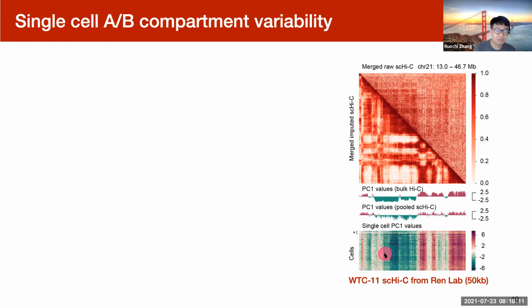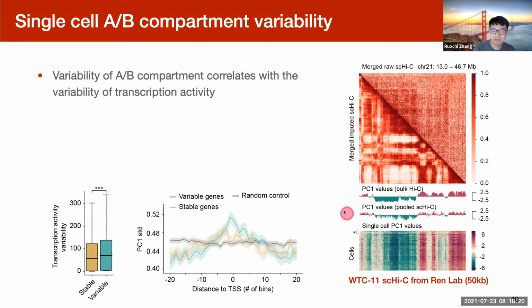We then ask if this variability would correlate with important biological functions such as transcription. We quantify the variability of AB compartment as the standard deviation of the PC1 score, and we quantify the transcription activity variability as the coefficient of variation of the single-cell RNA-seq data. We first classify the genomic regions into regions with more stable AB compartment and regions with more variable AB compartment. And we can see that regions with more variable AB compartment would have significantly higher transcription activity variability as well.